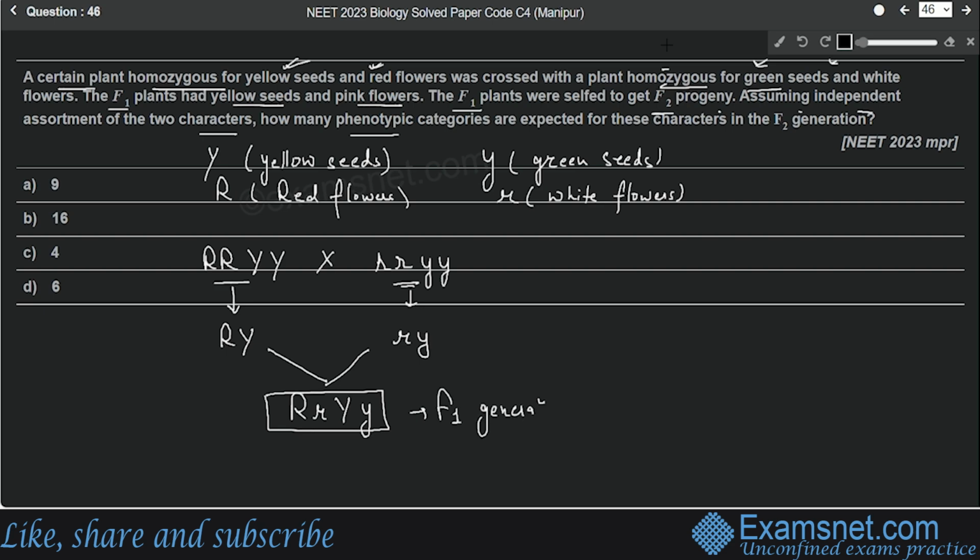It is given that these offspring had pink flowers. That means capital R, small r gave pink color. That means in this case, red color was incompletely dominant. So incomplete dominance is exhibited here.